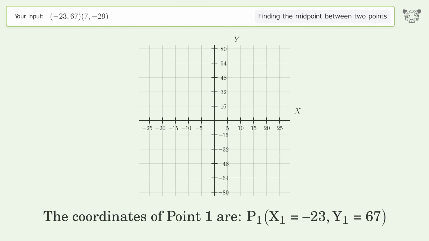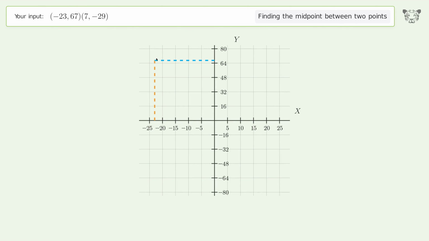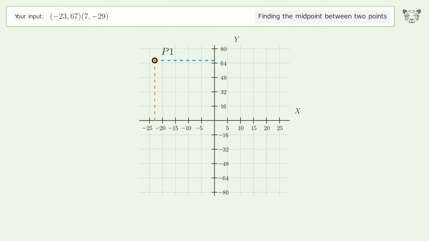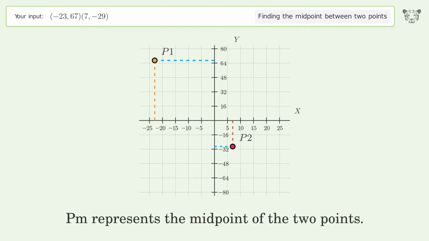The coordinates of point 1 are x1 equals -23, y1 equals 67. The coordinates of point 2 are x2 equals 7, y2 equals -29. PM represents the midpoint of the 2 points.